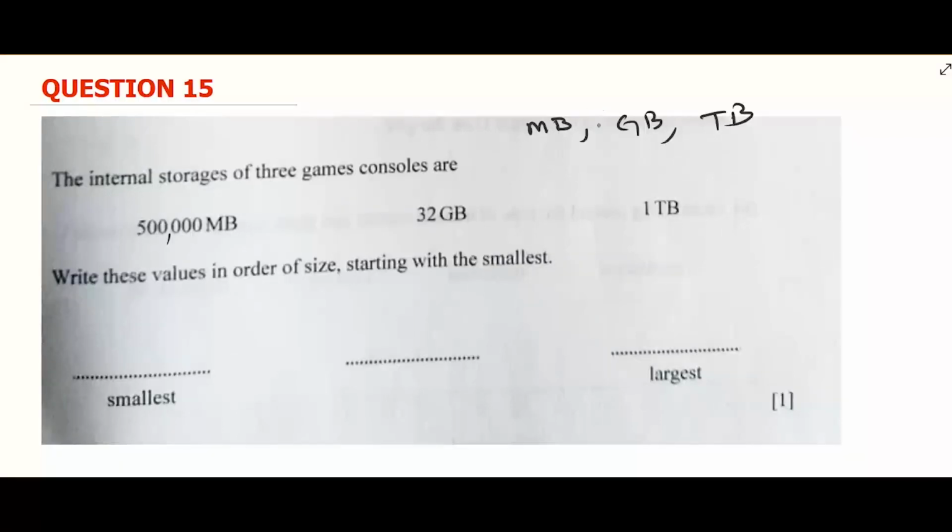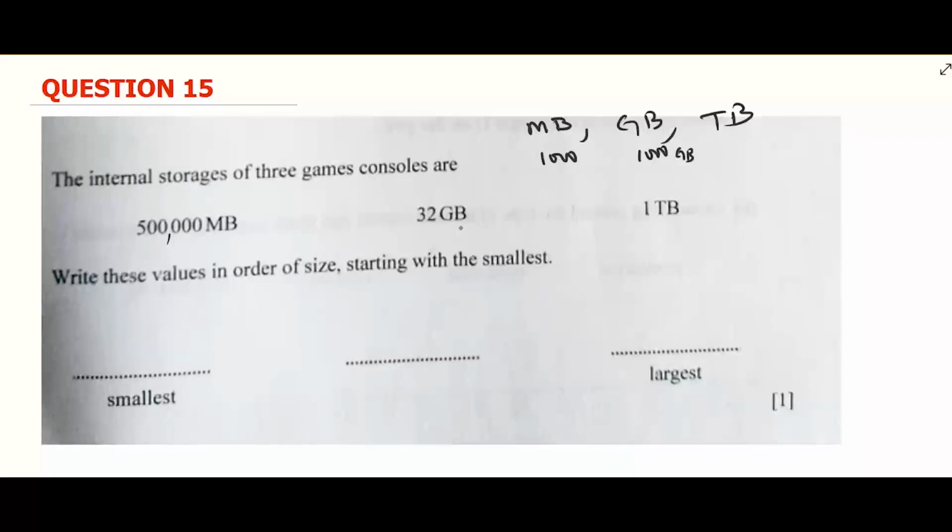Okay, so you know that 1000 megabytes will give us 1 gigabyte, and 1000 gigabytes will give us 1 terabyte. So if you look at this now, 500,000 megabytes, 32 gigabytes, 1 terabyte, for you to compare them, they must be in the same unit.